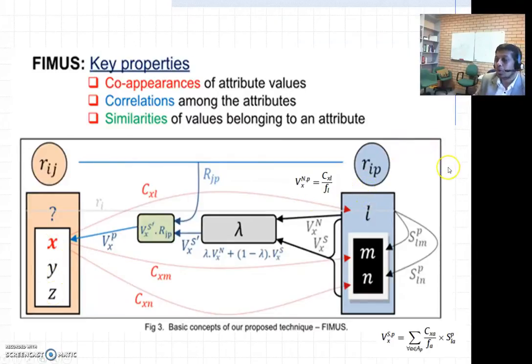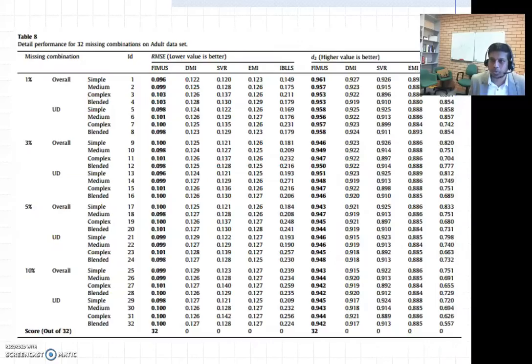Then we go to the next attribute, maybe the Lth, Mth, or Kth attribute one by one, and again calculate the vote for X, Y, and Z, and add them up. So finally, we have the vote for X, Y, and Z based on all other attributes of the dataset, and whichever value has got the highest vote will be the imputed value. So this is our FIMUS approach.